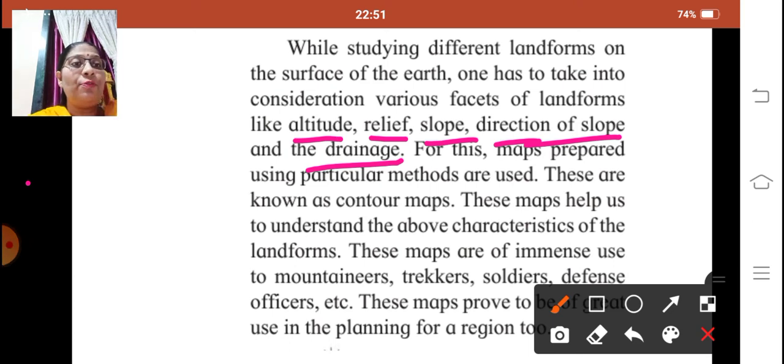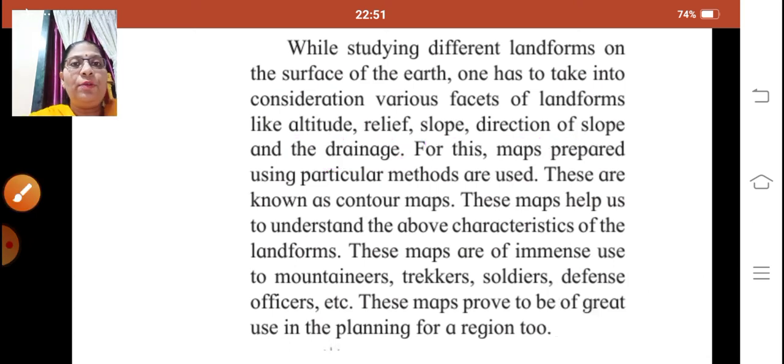So to find out all this, maps prepared using particular methods are used, after taking all these things into consideration. The maps which are prepared after taking all these facets of landforms into consideration are called contour maps. And these maps help us to understand the above characteristics of the landforms. Means if you have these contour maps, you will know what type of landform it is.